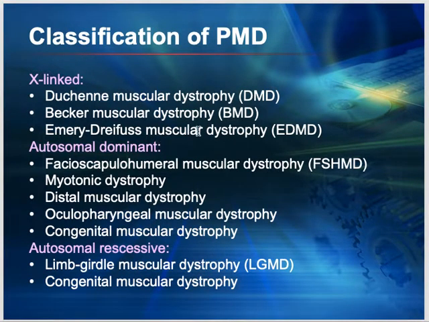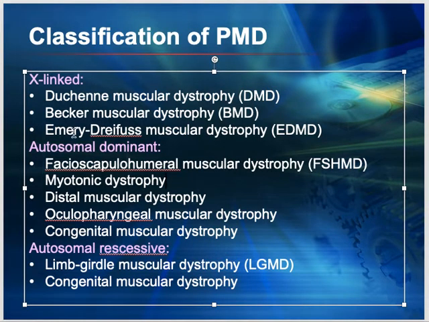Emery-Dreifuss muscular dystrophy, not so important. Then there could be some autosomal dominant conditions like facioscapulohumeral muscular dystrophy. As the name shows, the face, scapula, and humerus region are involved, again an autosomal dominant condition. One condition which we are going to study is myotonic dystrophy. It is also autosomal dominant. Then there could be distal muscular dystrophy, oculopharyngeal muscular dystrophy, congenital muscular dystrophy, and then there are some autosomal recessive conditions over here.